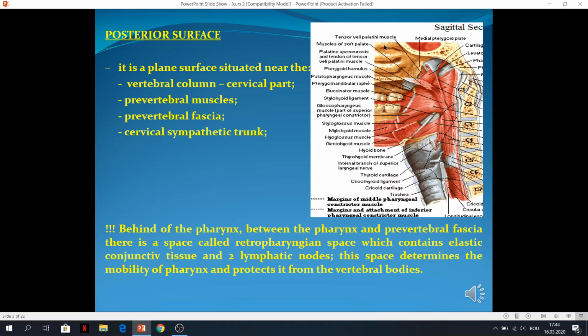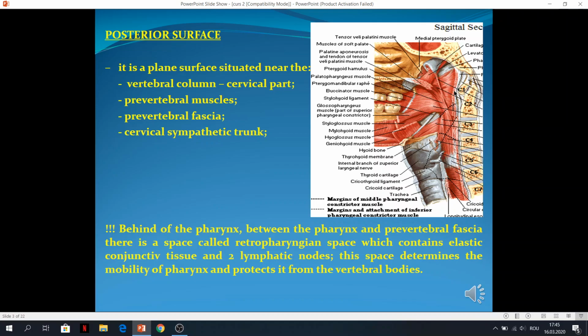Look at this picture. Again, this is the nose, this is the mouth, this is the larynx. Right here starts the trachea. Behind, right here, the sphenoid bone. Right here, the basilar part of the occipital and the vertebral column. This posterior part right here, this is the pharynx.